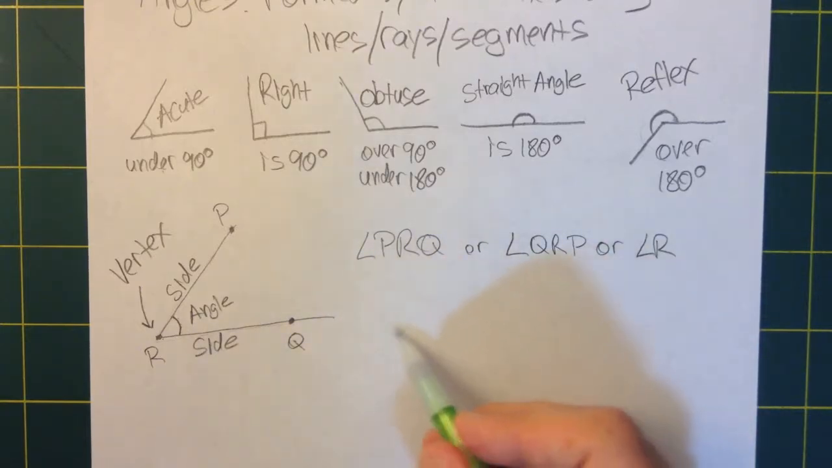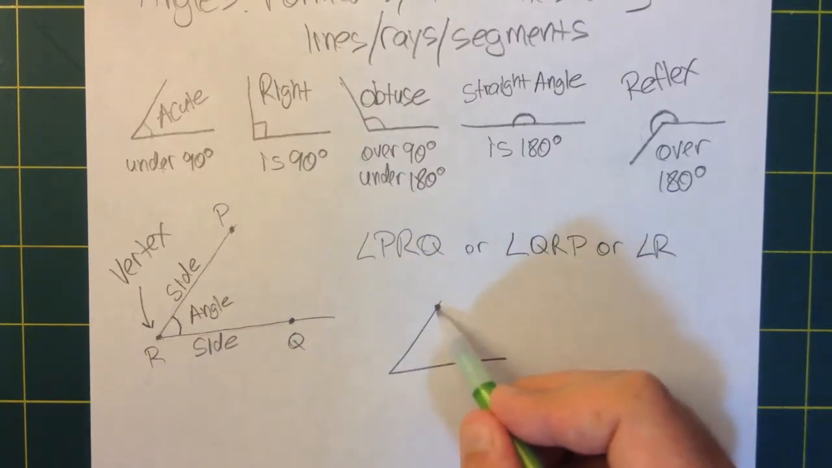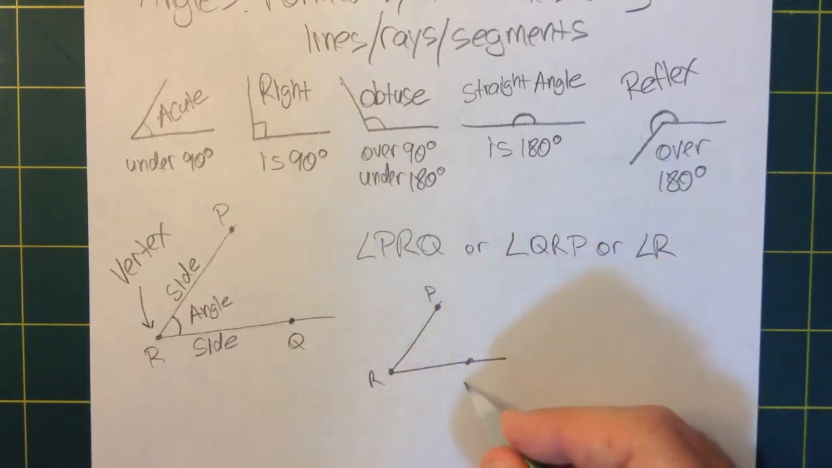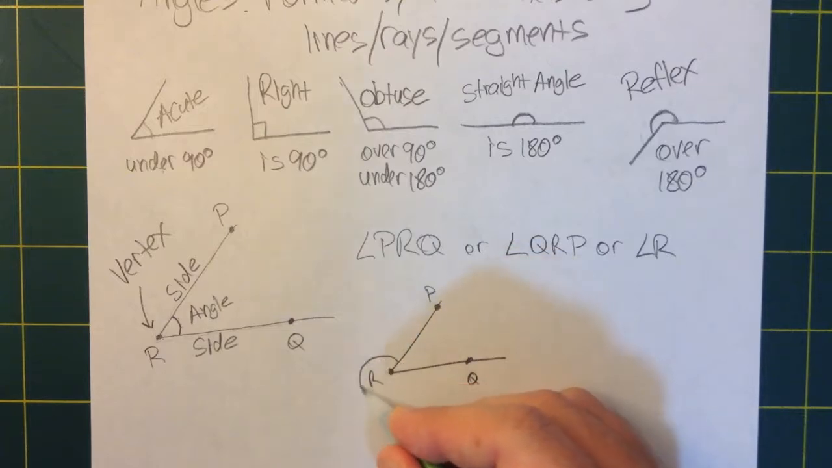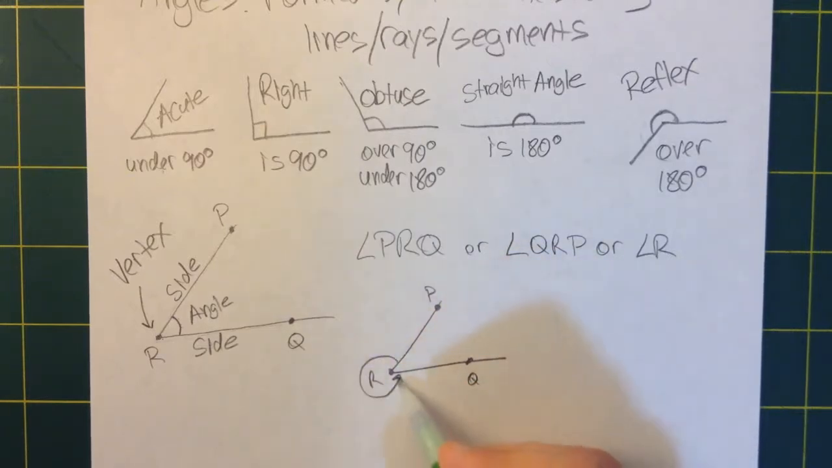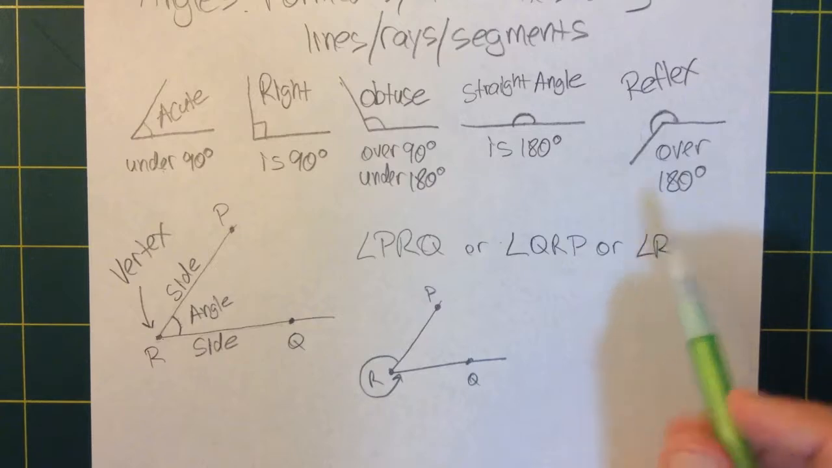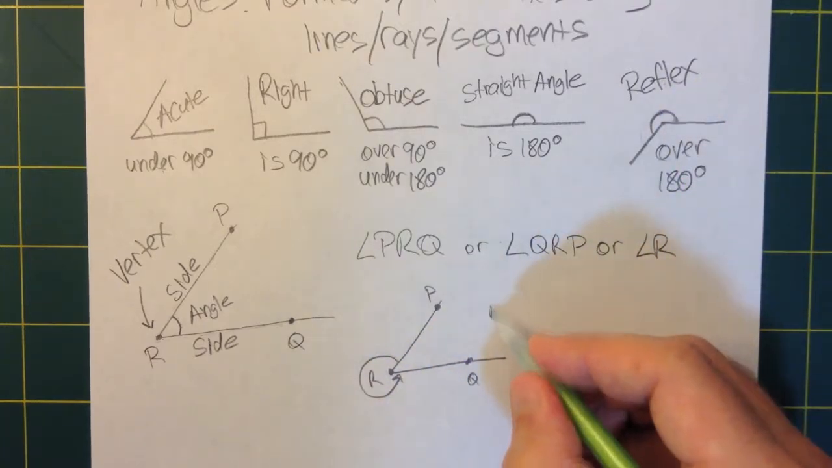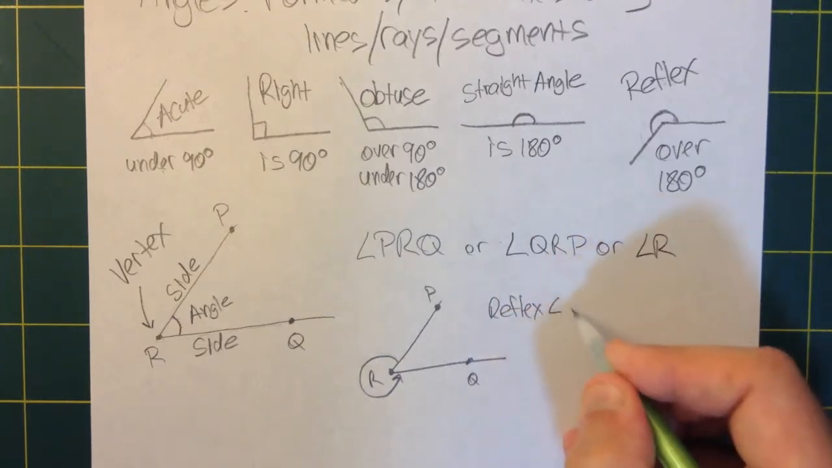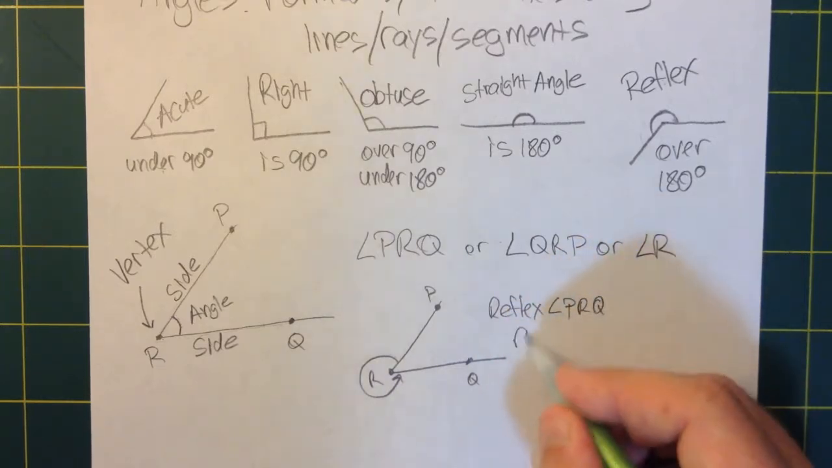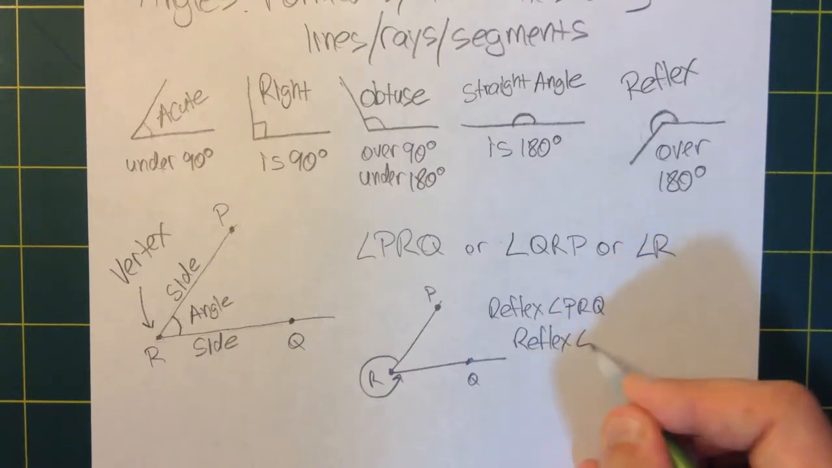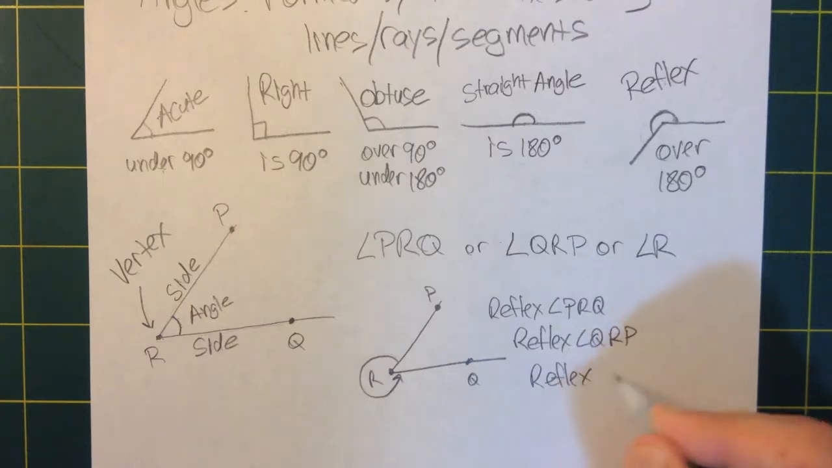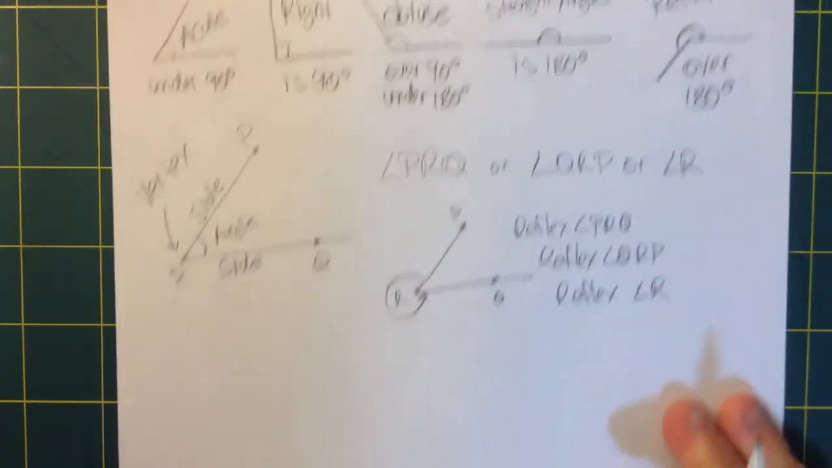But if in this exact same figure you wanted to refer to this angle outside, this big angle, you would use all these same names, but you'd have to use this word reflex to say, I want you to go the long way around. So this would be reflex angle PRQ, or reflex angle QRP, or reflex angle R.